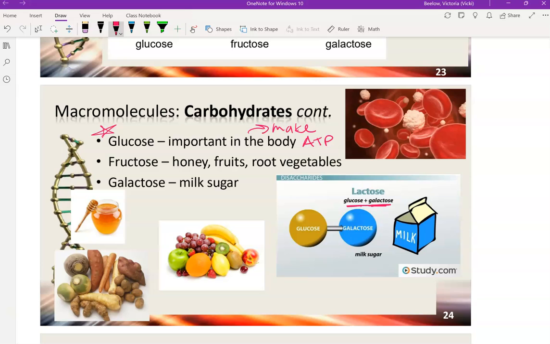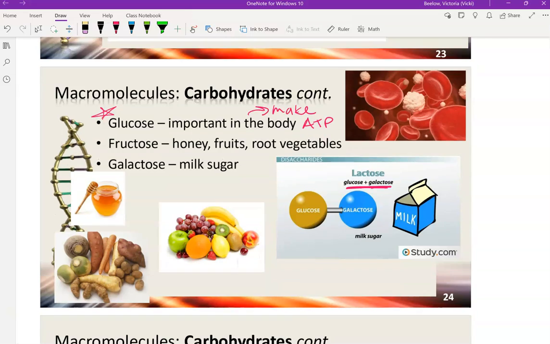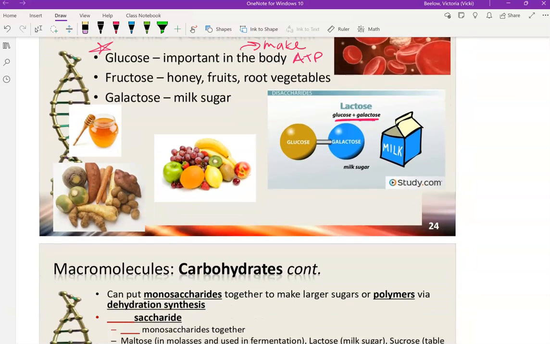Okay, when you combine galactose and glucose together, you get lactose, which is what you find in milk. Milk also has a lot of other things in it, like proteins and lipids, which are fats, but it also has lactose. Milk is what we feed to infants, to babies, because it has basically all of these nutrients in it. It has carbs, proteins, and lipids, which are fats.